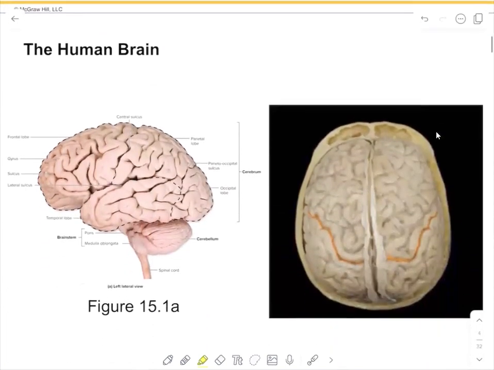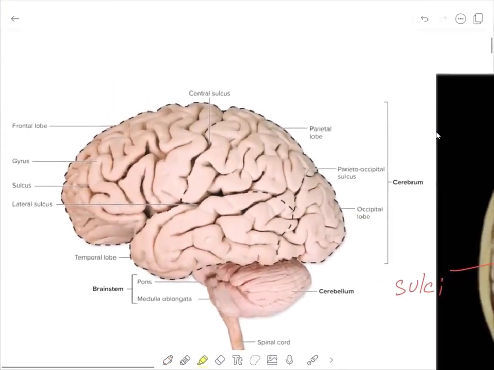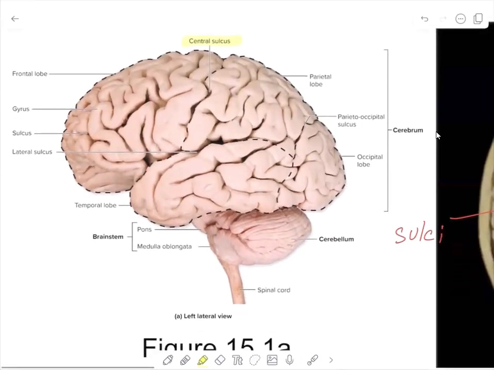So we have a nice image of the human brain here. On the right-hand side, we have a superior image of the brain, specifically showing one of these important sulci, which I am drawing a red arrow to. On the left-hand side of the slide, you can see that same sulcus looking at a lateral view of the brain. The central sulcus is going to separate the frontal lobe from the parietal lobe.